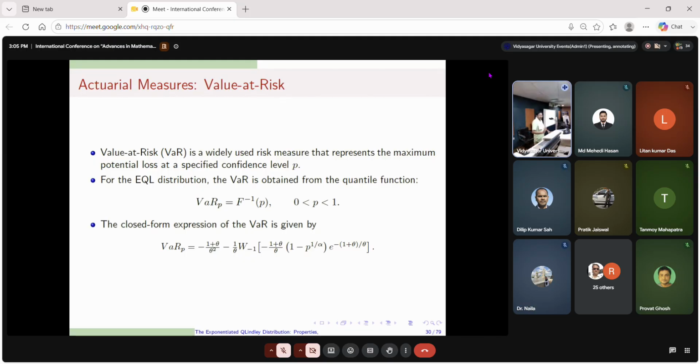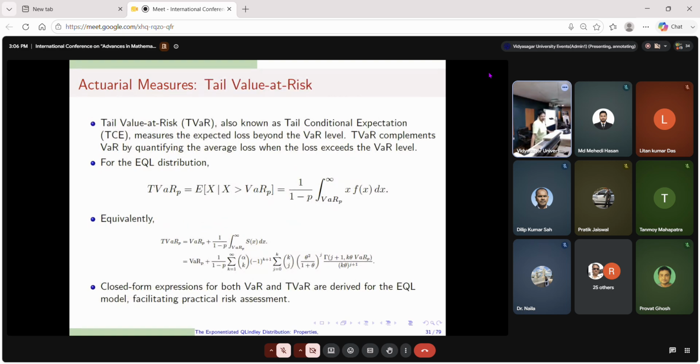So now, next is actuarial measures. So first one is value at risk. So this is one of the measures. So this is nothing but what? F inverse of p, the inverse of the distribution function. So this is value at risk.